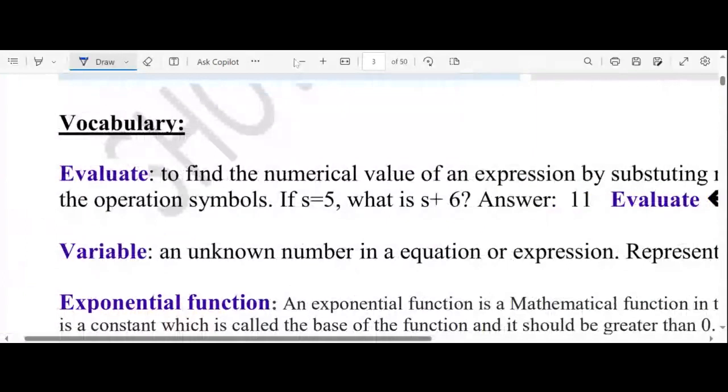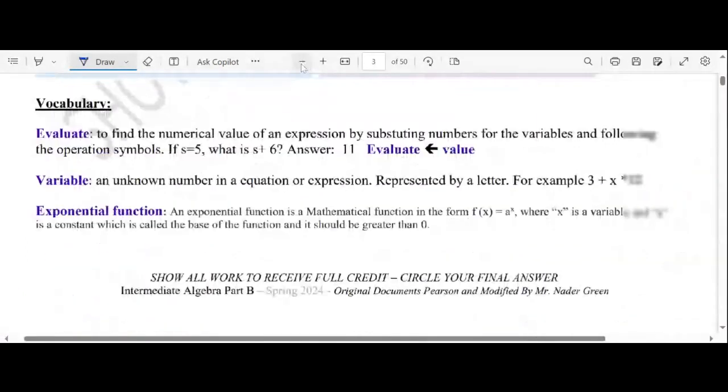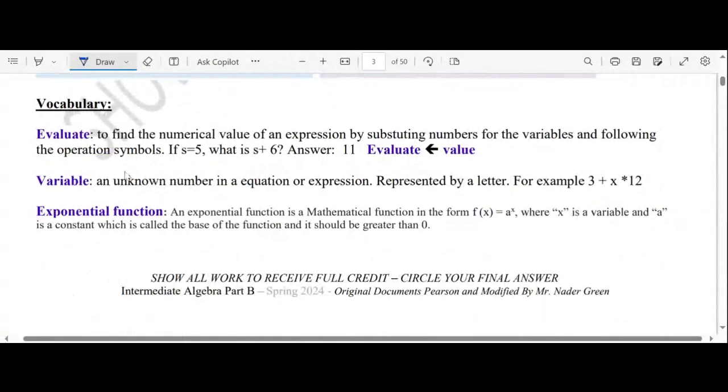Okay, let's go over the vocabulary. What's the meaning of evaluate? It means find the value. So if we say S equals 5, what is S plus 6? 11. Yes, good. Why is it 11? Because the value of S is 5. Very good. So you put 5 here, 5 plus 6 gives you 11.